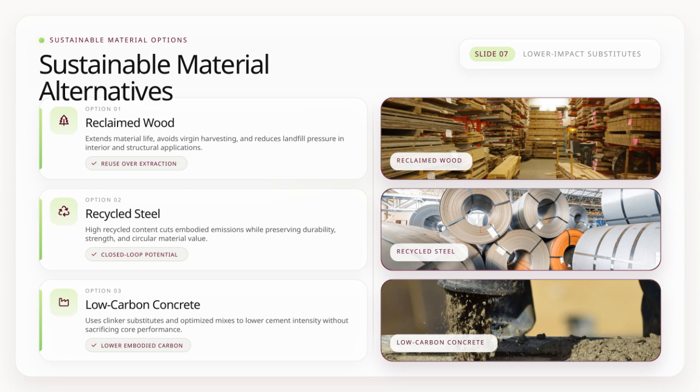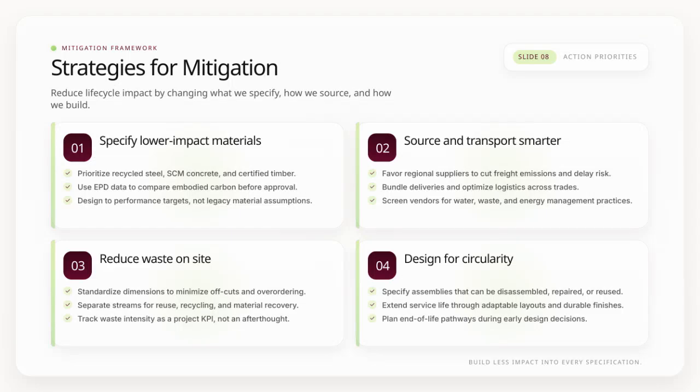Together, these lower impact substitutes offer practical and effective ways to make building materials more sustainable, reducing our overall carbon footprint while ensuring quality and durability. Here we focus on our mitigation framework, which outlines key strategies to reduce the life cycle impact of our projects by changing what we specify, how we source, and how we build.